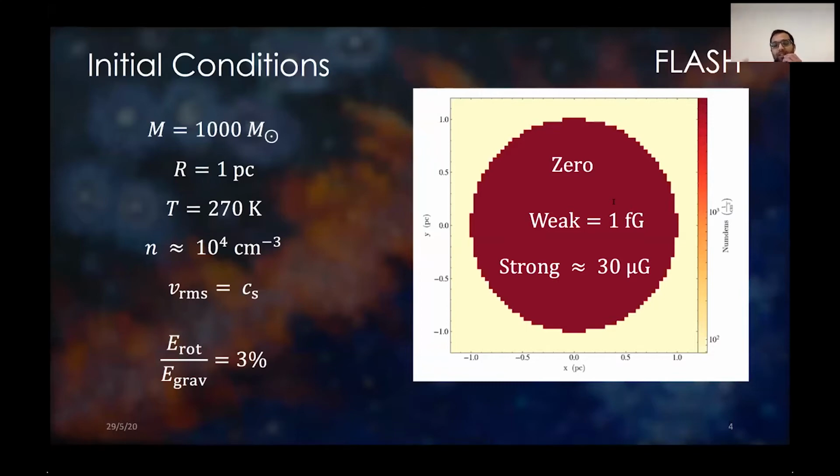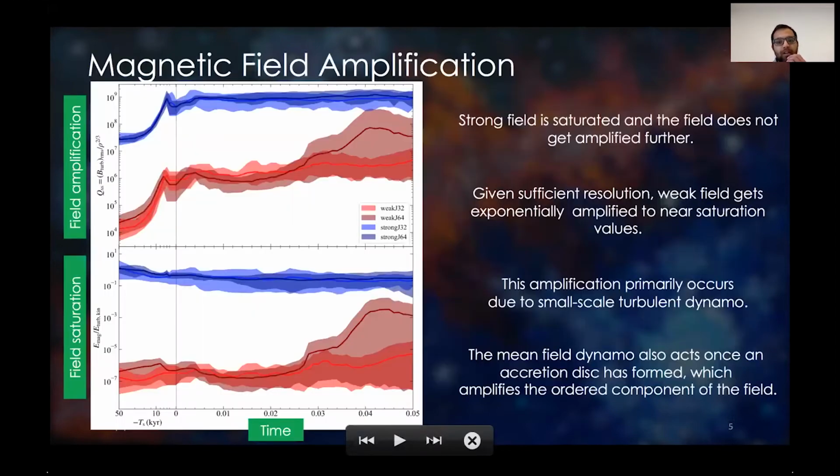So we saw that the field strength is very, very unconstrained on megaparsec or cosmic scales, but we are more interested in knowing the field strengths at the cloud scales, which can vary from anywhere between 10 to the power minus 15 Gauss, or 1 femtogauss, to a very strong field, which corresponds to 10 to the power minus 6 Gauss. And these are the two main cases that I will be talking about today.